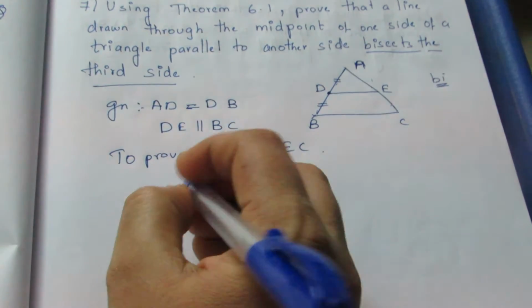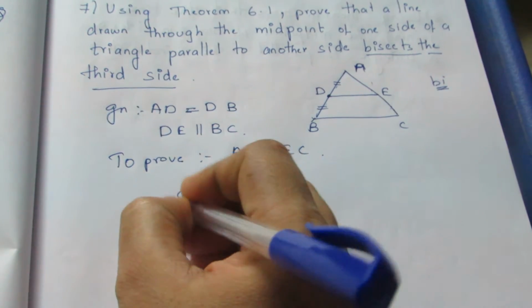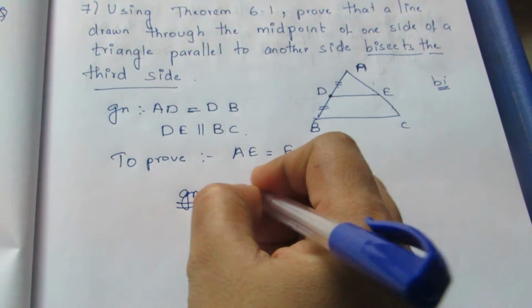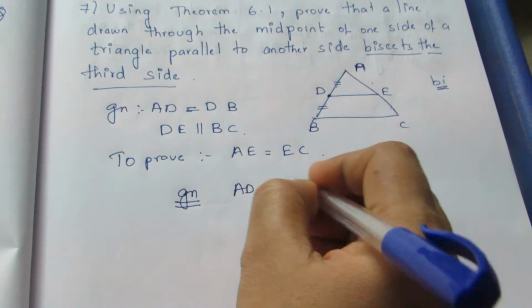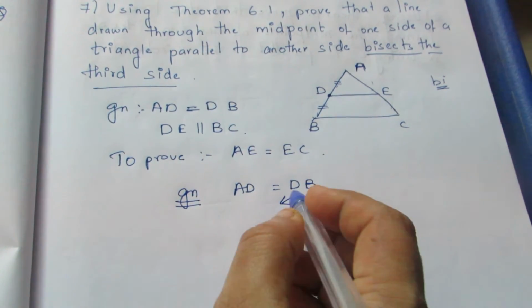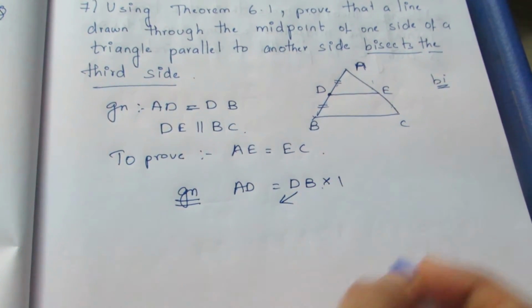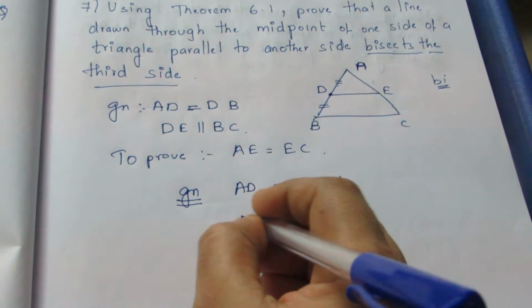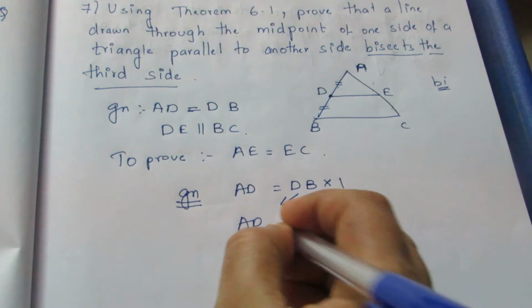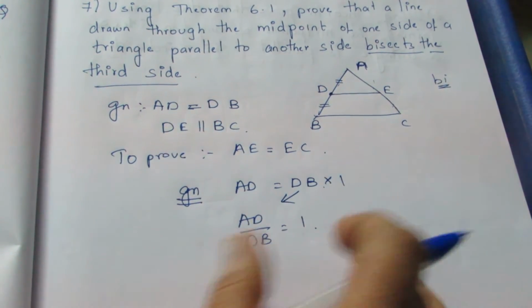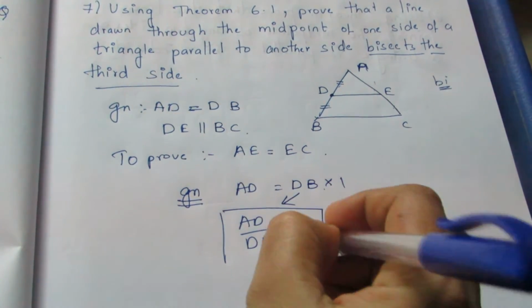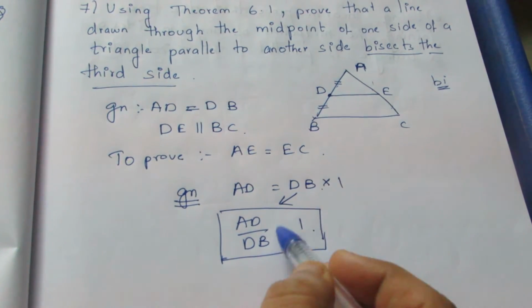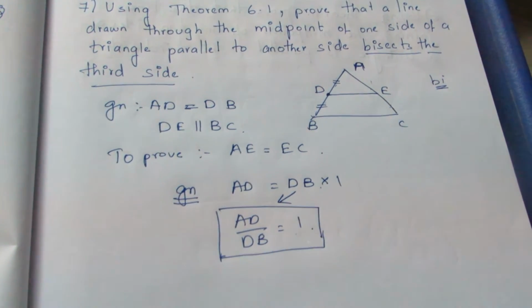So we know that here the given is AD is equal to DB. If I bring DB to this side, we know that if there is nothing, it is multiplied with 1. So I am bringing it to divide. So AD by DB is equal to 1. According to the given, we are writing AD by DB is equal to 1.